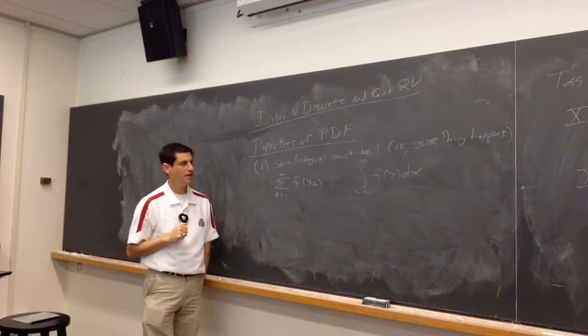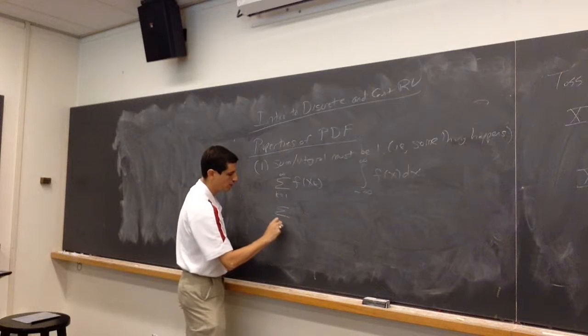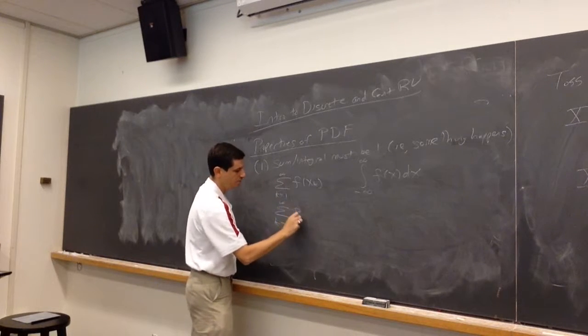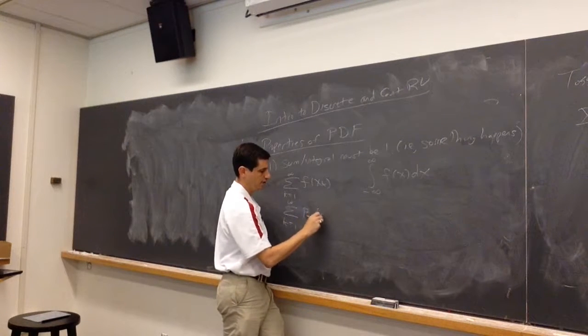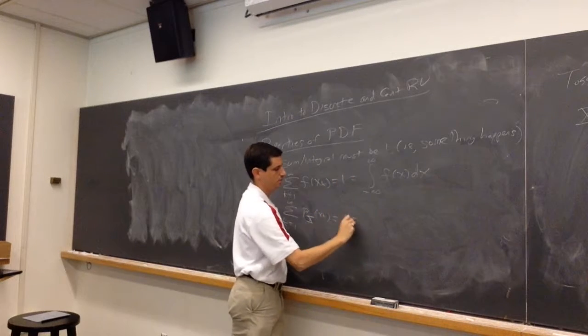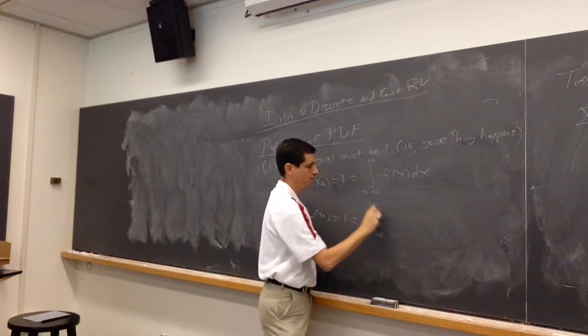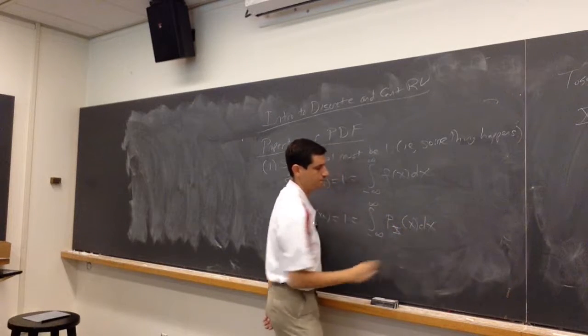Instead of using the letter f, what letter do you think people sometimes use? P. Sometimes people use p, and sometimes you might write the sum from k goes from 1 to infinity of p sub x of xk, and the integral from minus infinity to infinity of p sub x of x dx. And these should both be 1.